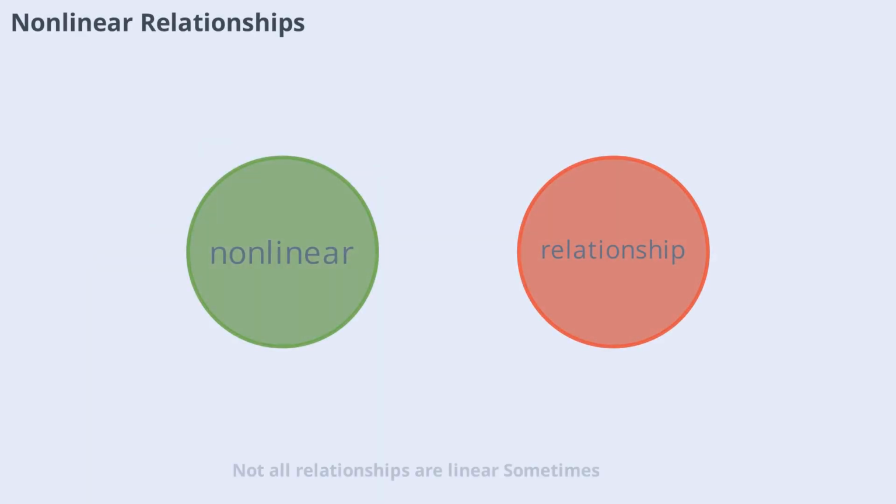Not all relationships are linear. Sometimes, variables are related in a curved or more complex way. Standard correlation measures like Pearson's coefficient may not capture these nonlinear relationships. In such cases, other methods or visualizations are needed to understand the connection between variables.